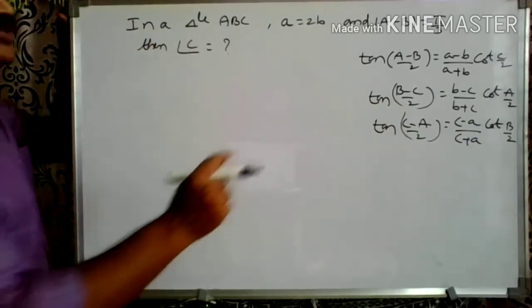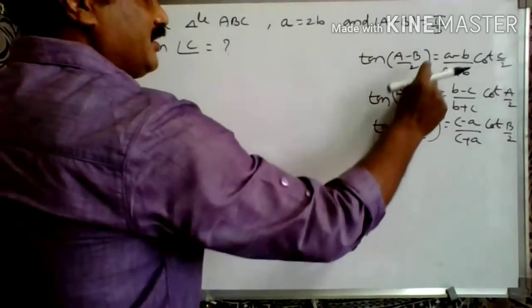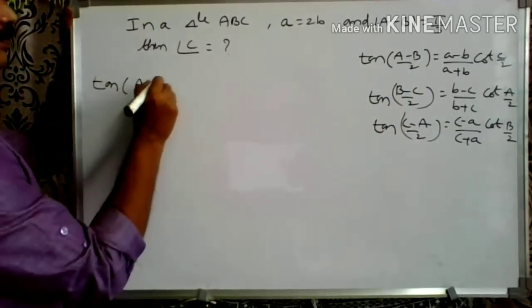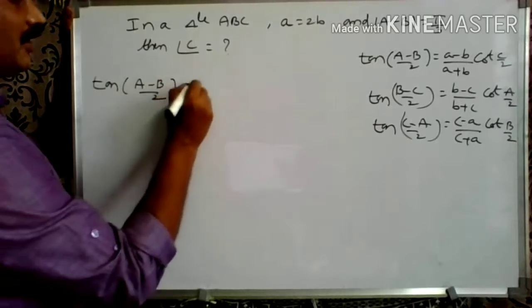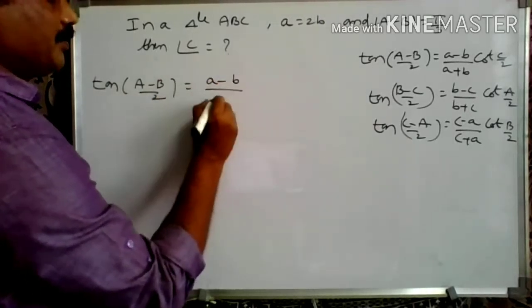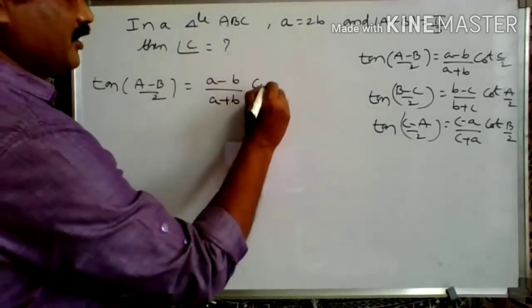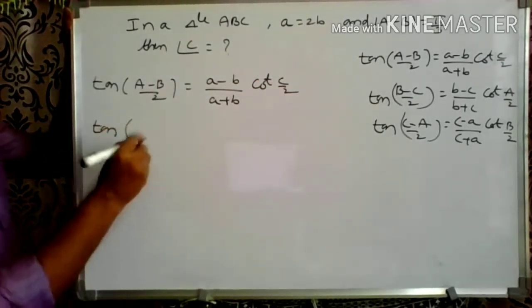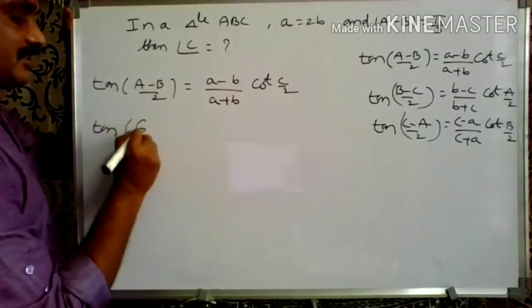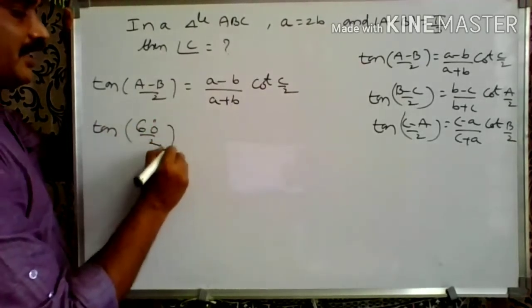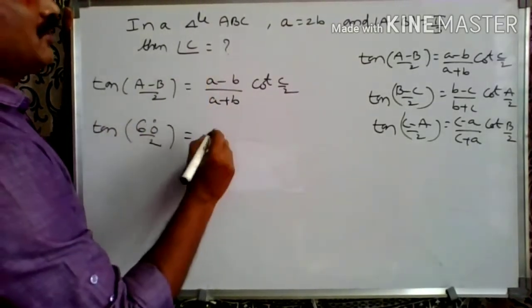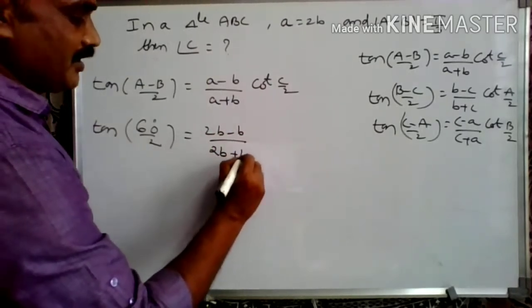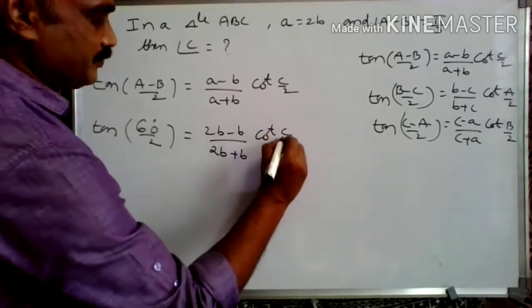Students, here A minus B is equal to 60 degrees. So tan of (A minus B) by 2 is equal to the formula (A minus B) by (A plus B) into cot C by 2. So tan of 60 degrees by 2 is equal to, since A is equal to 2B, (2B minus B) by (2B plus B) into cot C by 2.